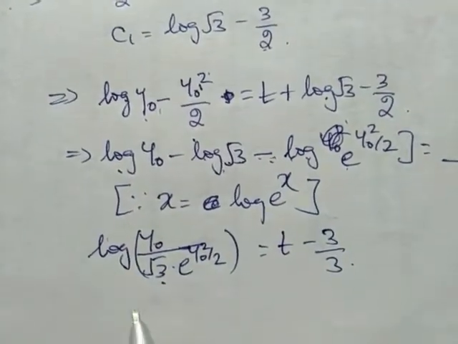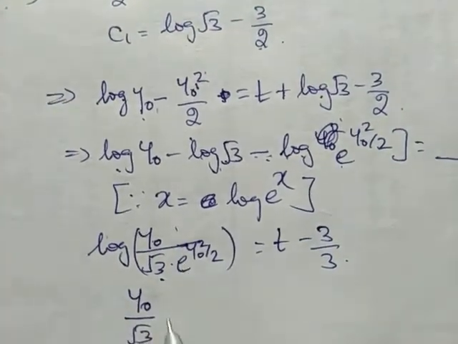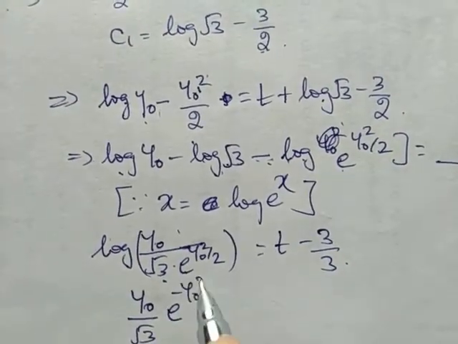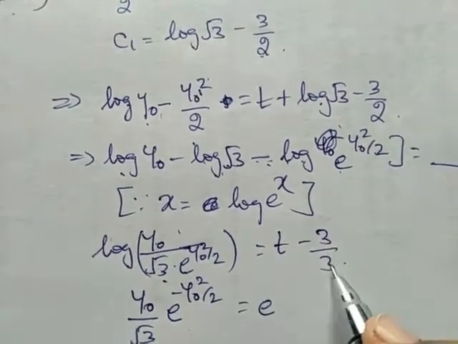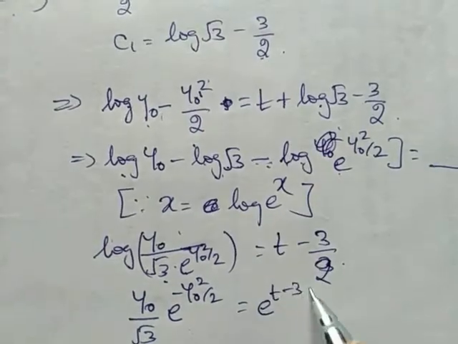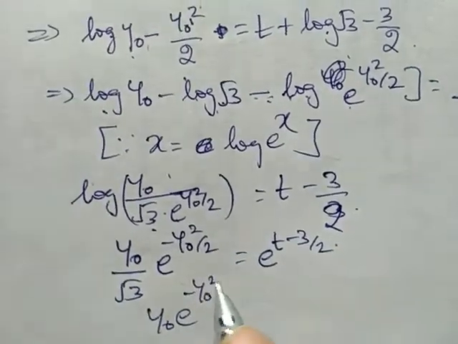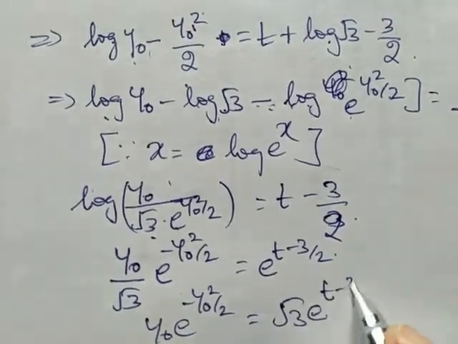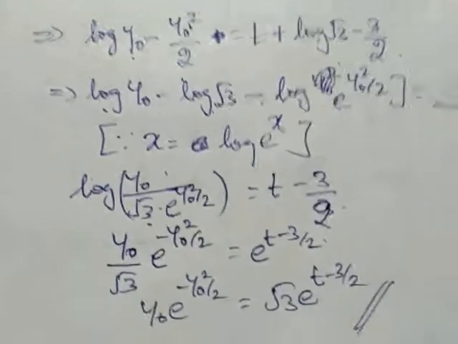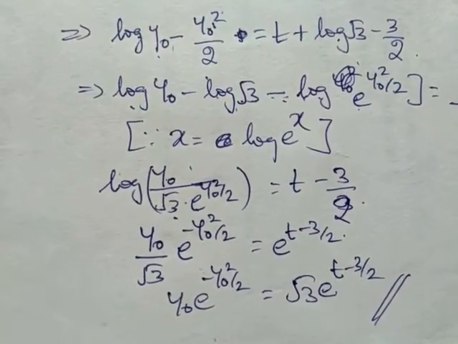So to remove log, we can write it as 1 by e, we can write it as e power minus y naught square by 2, e power t minus 3 by 2. So y naught into e power minus y naught square by 2 is equal to root 3 e power t minus 3 by 2. We got the value of the first term in our perturbation solution, y naught.